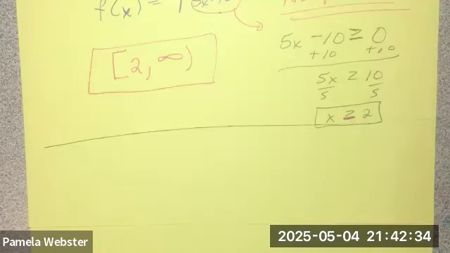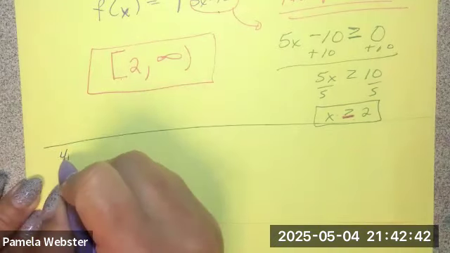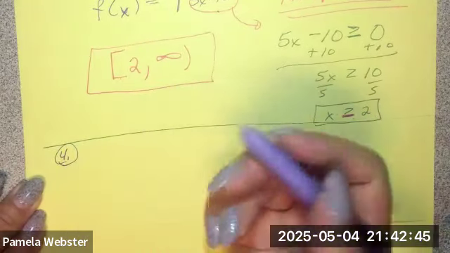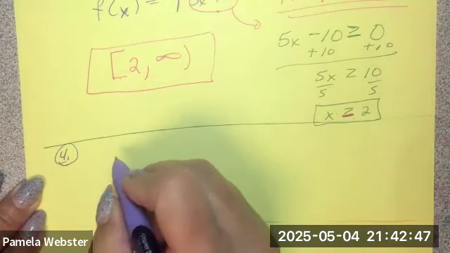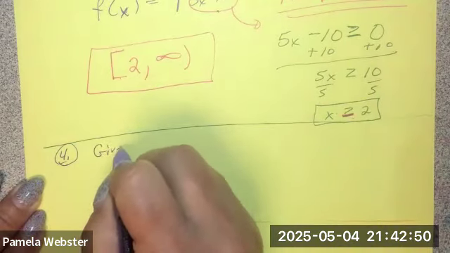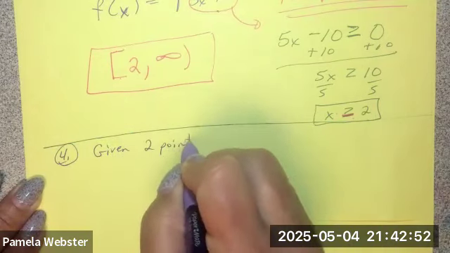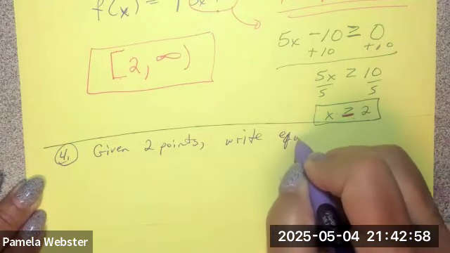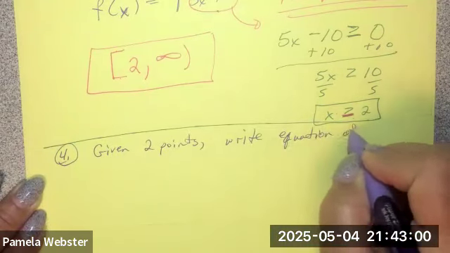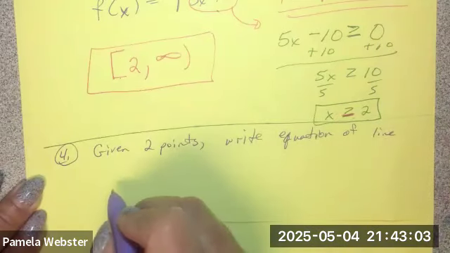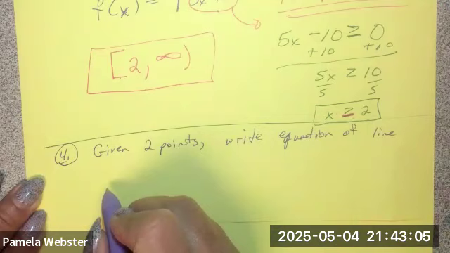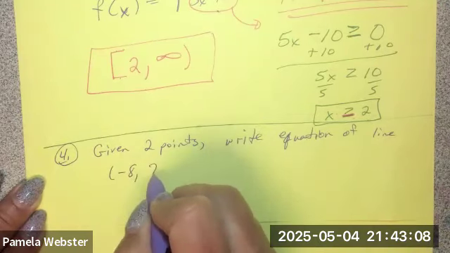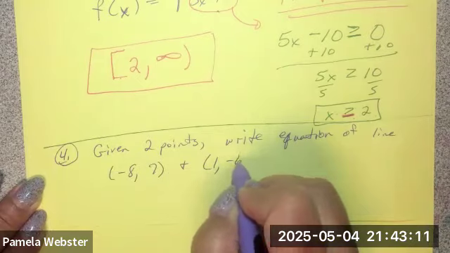All right. Next important question that I see on this particular old exam that I'm looking at, on this test that I'm looking at, is a 4. That's not necessarily your test. Given the 2 points, write the equation of the line. Okay. And the points are -8, 7, and 1, -6.